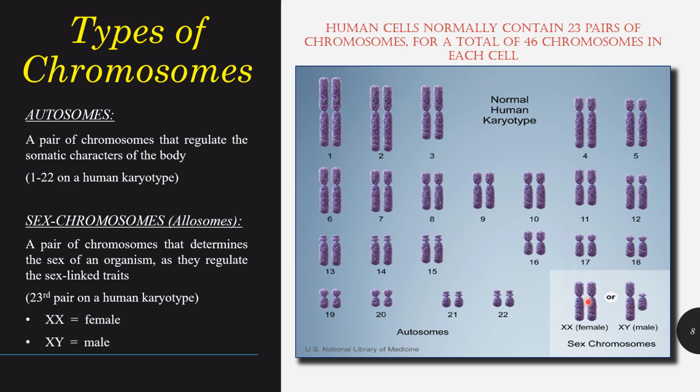Sex chromosomes are designated as X and Y. If both the chromosomes in a pair are X and X, then the individual will be female. But if one chromosome in the pair is X and the other chromosome is Y, then the individual will be male. And the Y chromosome is smaller in size. Okay.